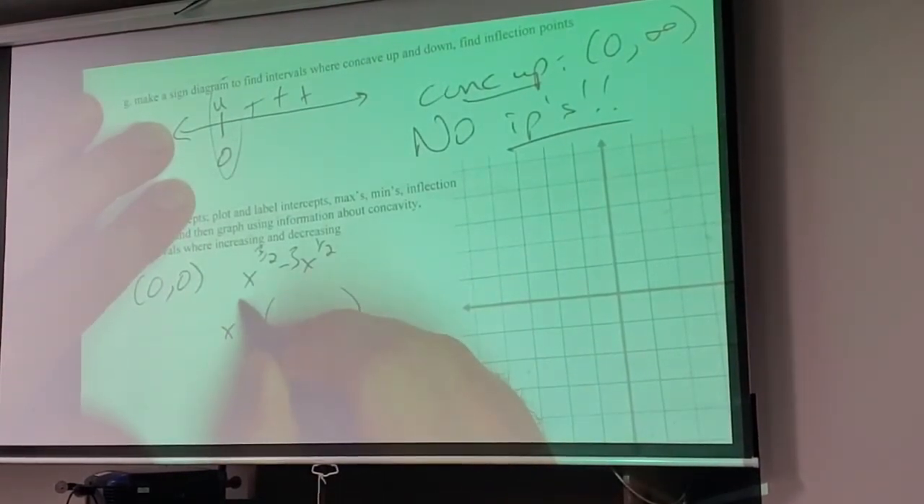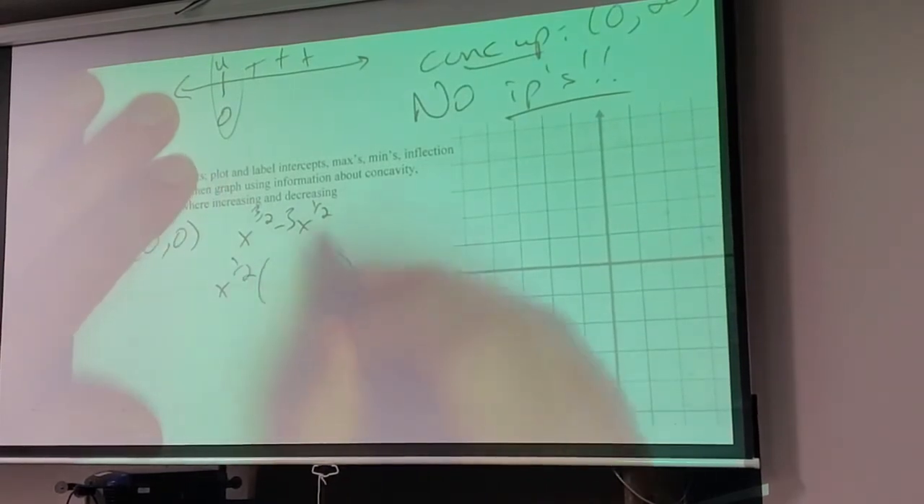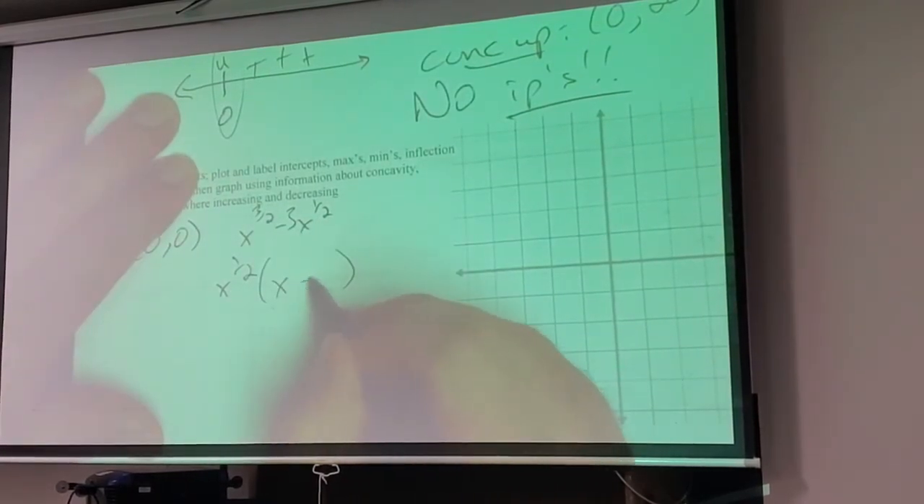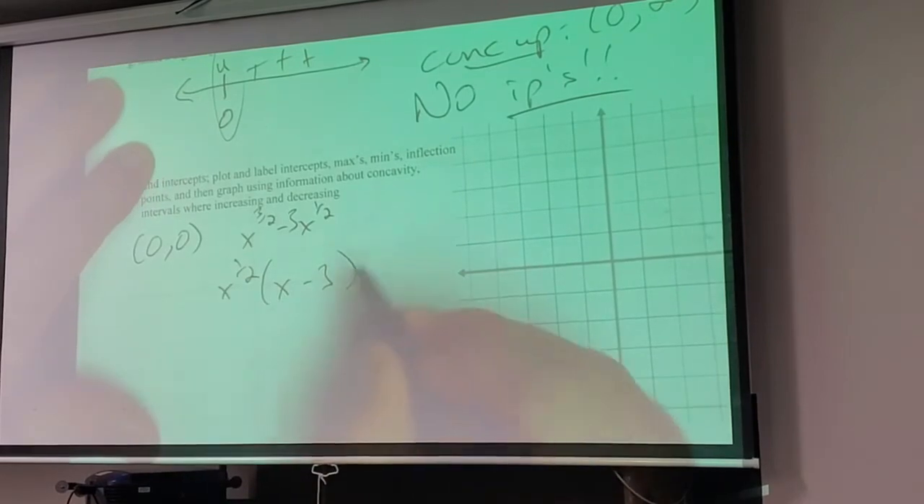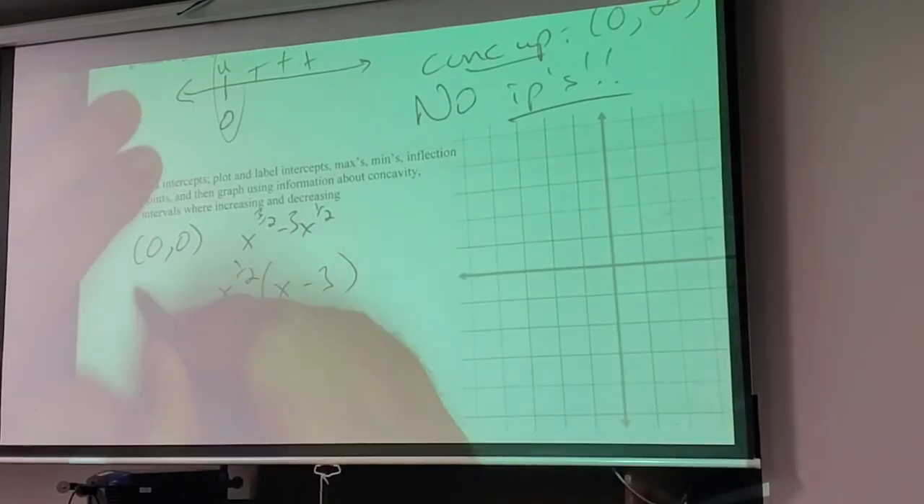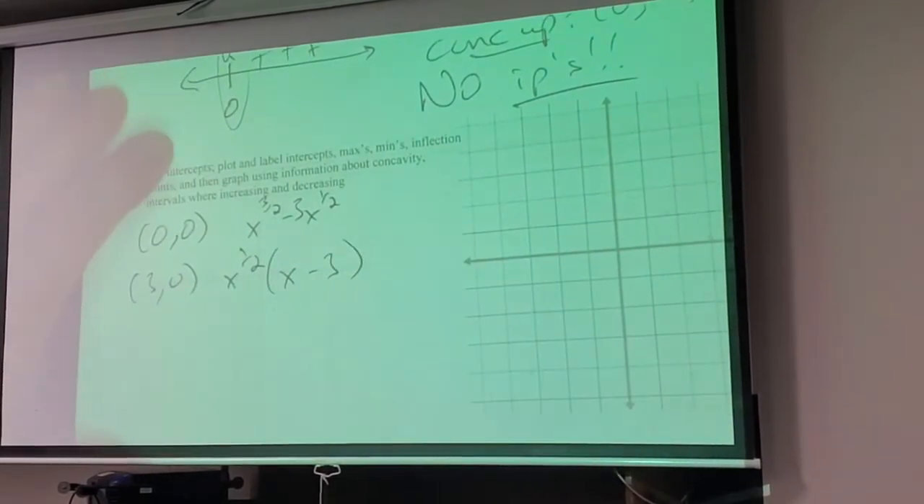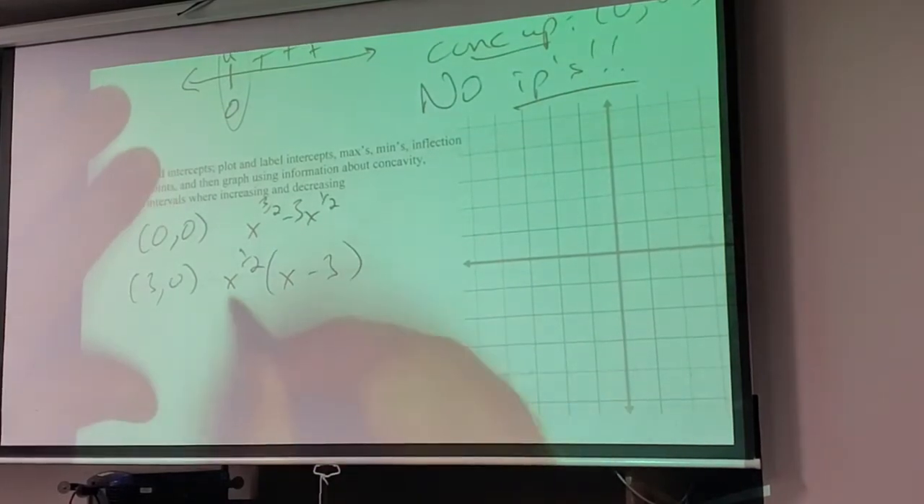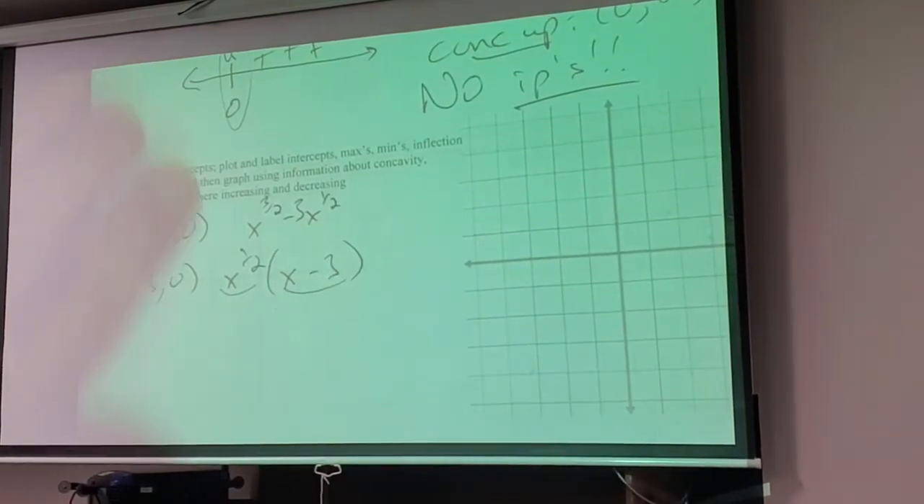Take out what? Yeah, take out the lower power. 3/2 minus 1/2 is 2/2, which is 1x. So where's the other? Yeah, (3, 0). I love it. So here's the one intercept, right? There's 0 and there's 3.